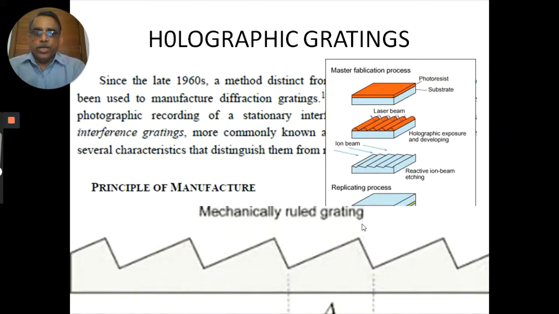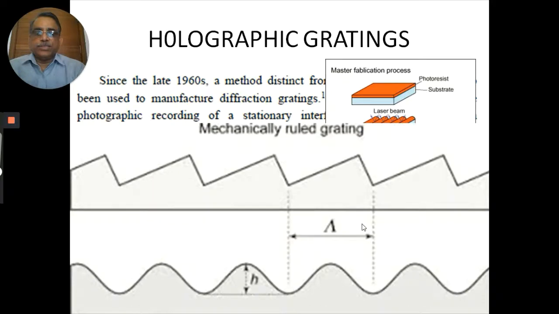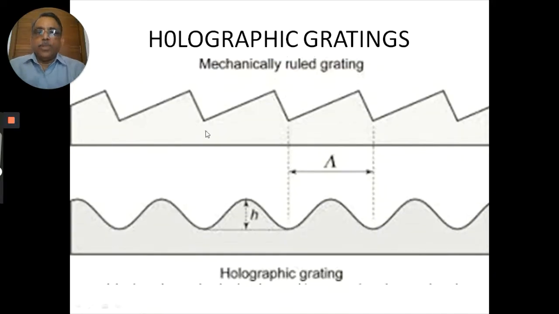And now if you see the surface, how exactly it looks like. Now if you have a blazed one, it will be like this. If you have a holographic one, you will have a wavy type of surface. So this is how you have 3 ways of manufacturing. Otherwise it is 2 ways. Blazing is an additional component.